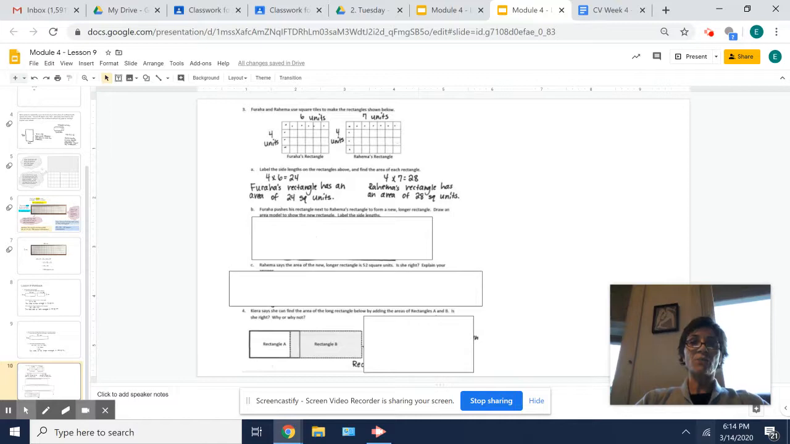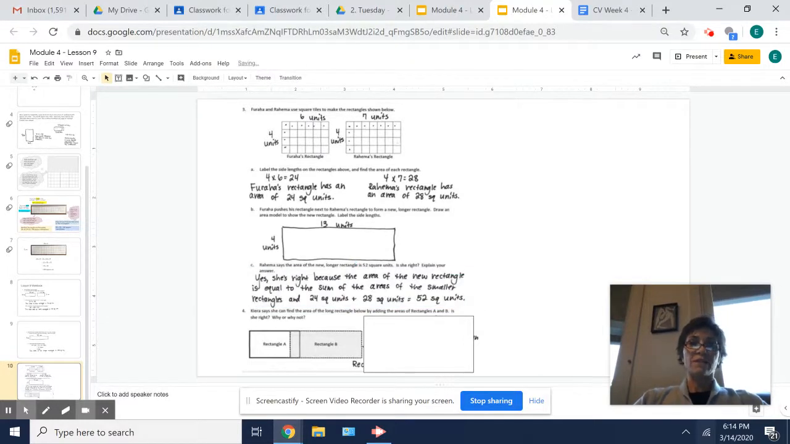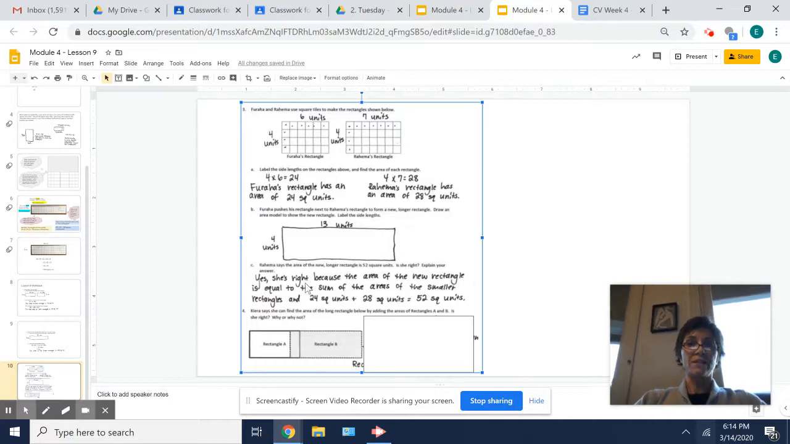Let's imagine that we're putting these, like before, together along the short side, along this side, to make one big rectangle where the short side is always 4 and the long side is 6 plus 7, which is 13. We have to calculate the area of this big rectangle. That would be 4 times 13. What can we do? We can also simply add 24 plus 28.